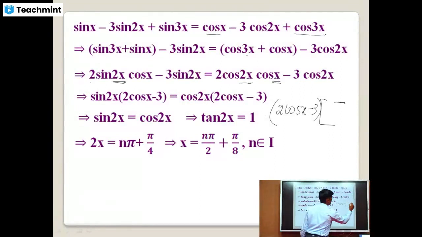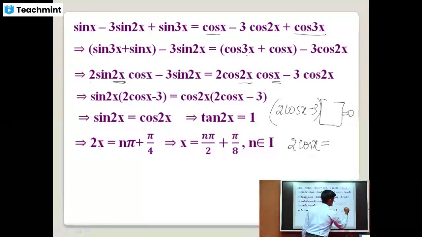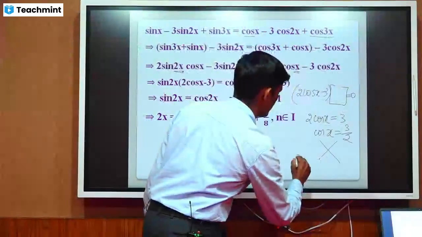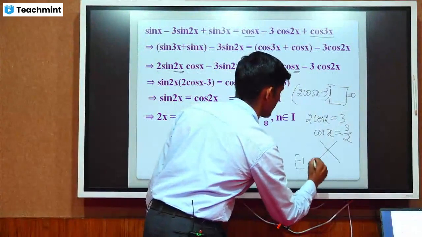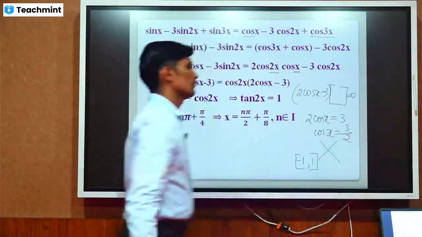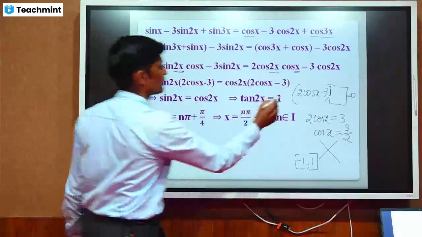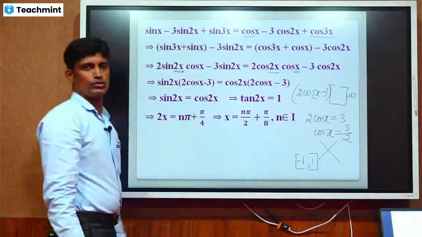But here we can observe that 2 cos x minus 3 equal to 0, or 2 cos x equal to 3, or cos x equal to 3 by 2 is not possible. Cos x equal to 3 by 2 is not possible because you know the range of cos x is between minus 1 and plus 1. So the value 1.5 is more than 1. Therefore, 2 cos x minus 3 equal to 0 is not possible.